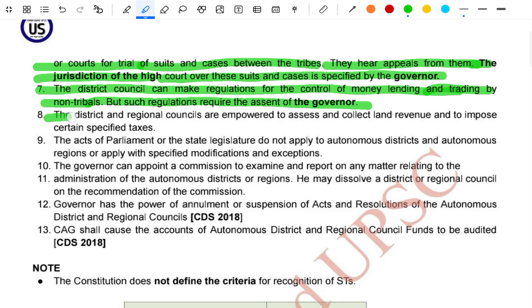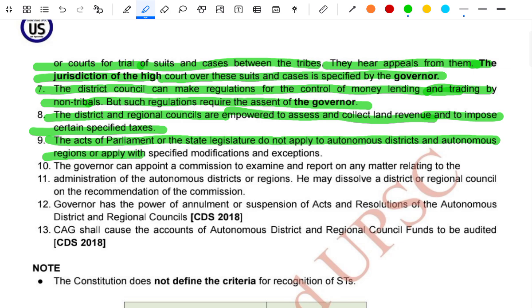The district and regional councils are empowered to collect revenue and impose certain specific taxes. Acts of Parliament or a state legislature do not apply to autonomous districts and autonomous regions, or apply with specified modifications and exceptions.